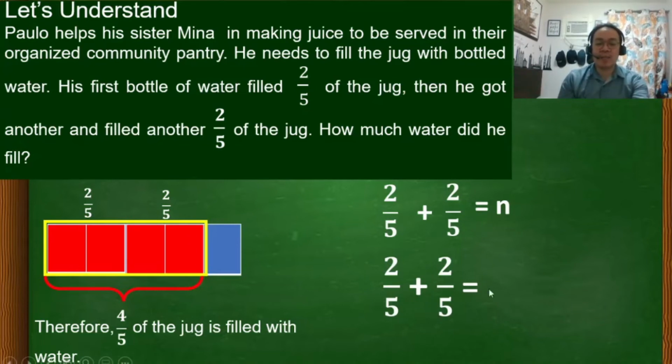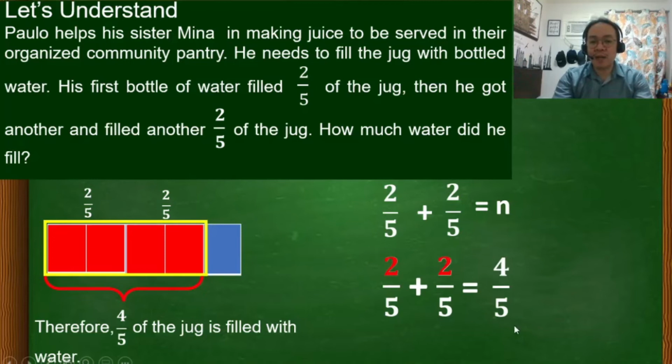So, how do we add similar fractions? By just simply adding the numerators. I-add lang natin yung numerator. So, 2 plus 2 equals 4. Anong ginawa natin sa denominator? Kinopya lang. So, simple lang pala mag-add ng similar fraction. Just add the numerators and then copy the denominator.